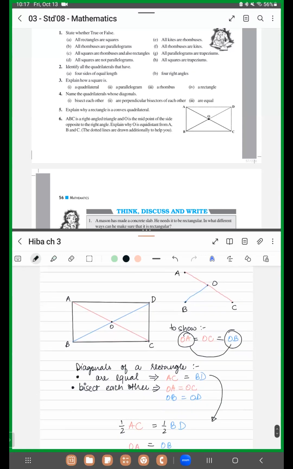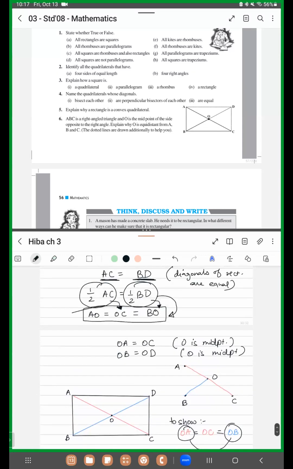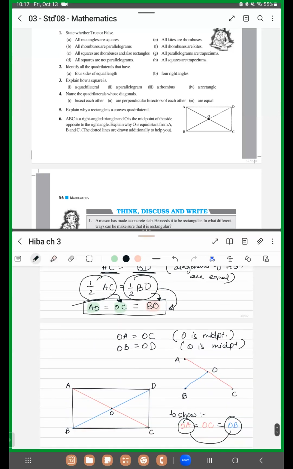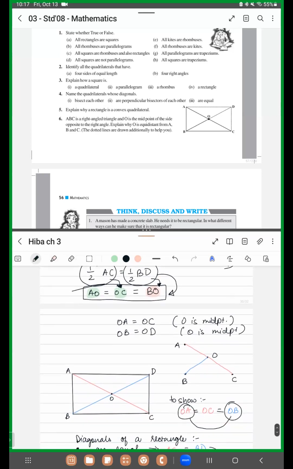So what we have done here is, we have said that half of AC is equal to half of BD. Half of AC is this thing, AO and OC. And half of BD, as you can see from the figure, is BO. So that is why they are all equal to each other. All right, understood.